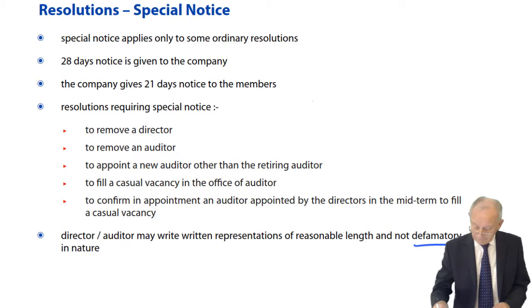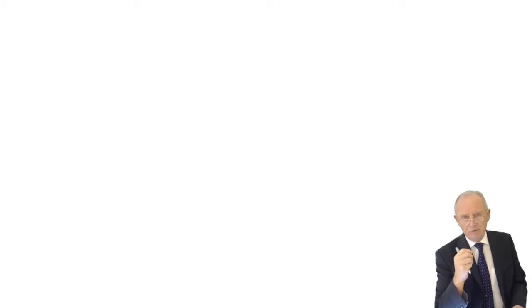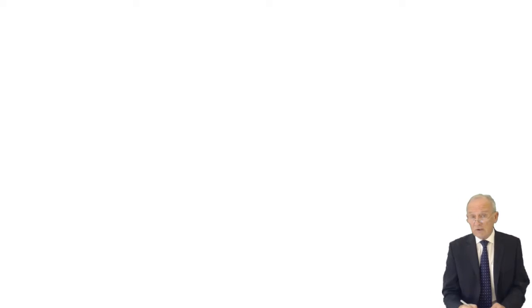So that's that. What are the 5 special notice or ordinary resolutions? What are they? Tell me. Remove a director, remove an auditor. Appoint as auditor someone other than the retiring auditor. Appoint auditors to fill a casual vacancy in the position of auditor. Or to confirm an appointment, an auditor appointed by the directors in the midterm to fill a casual vacancy. Written representations: reasonable length, not defamatory in nature.